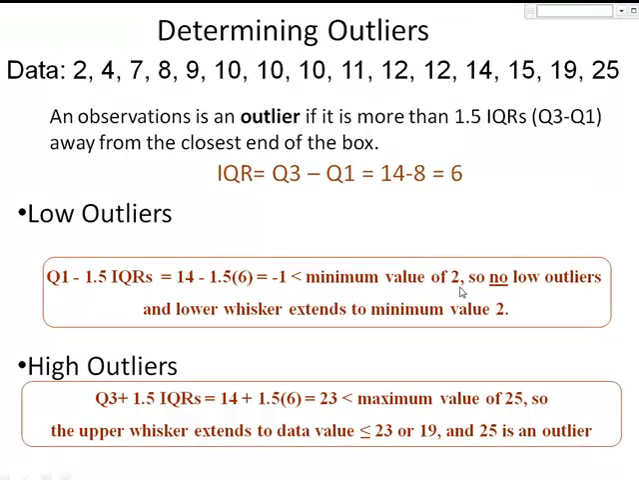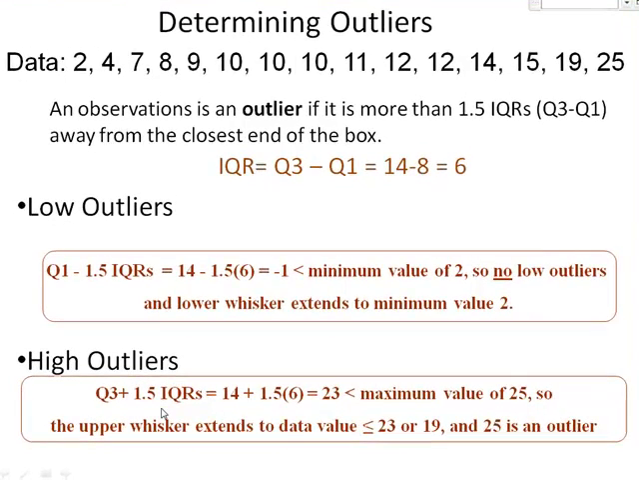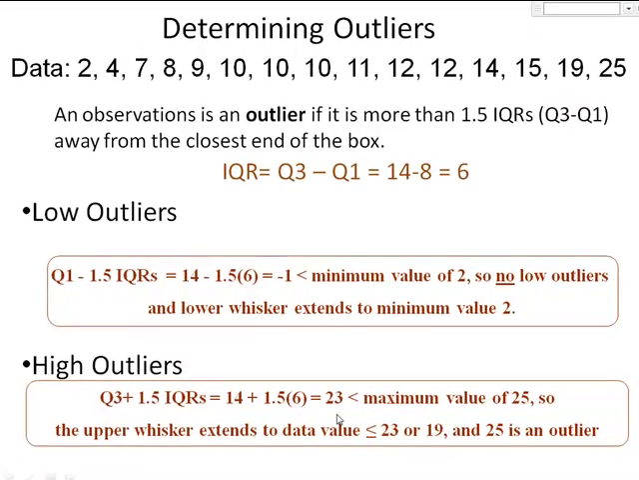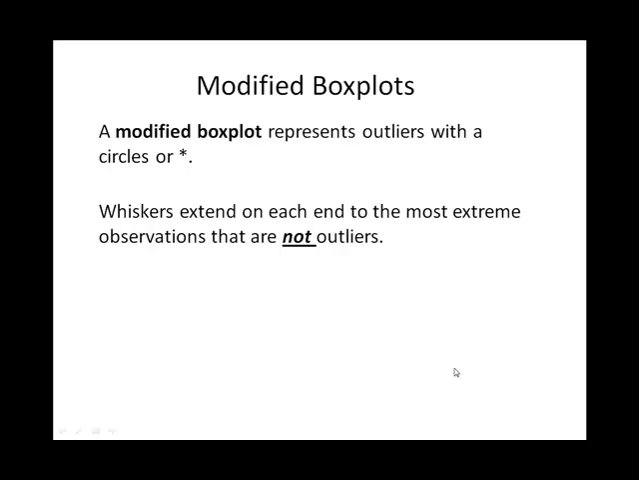To determine if any of the hours worked by the students the previous week would be considered high outliers, we add 1.5 IQRs to the value of Q3. This gives us a value of 23. Our upper whisker can extend only to an actual data value less than or equal to 23. In this case, it extends to 19, and the student who worked 25 hours has a value that would be considered an outlier. A modified box plot, which we will always construct and henceforth refer only to as a box plot, represents outliers with a circle or asterisk.